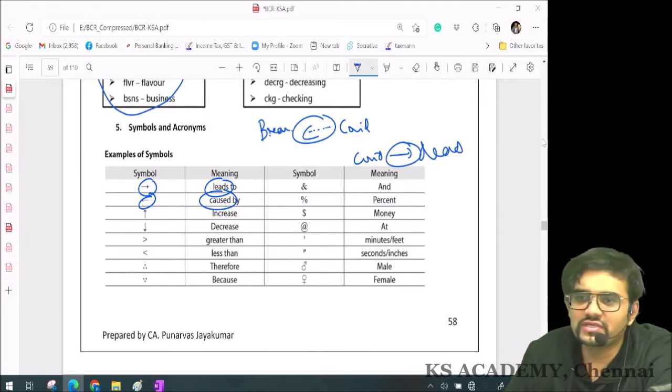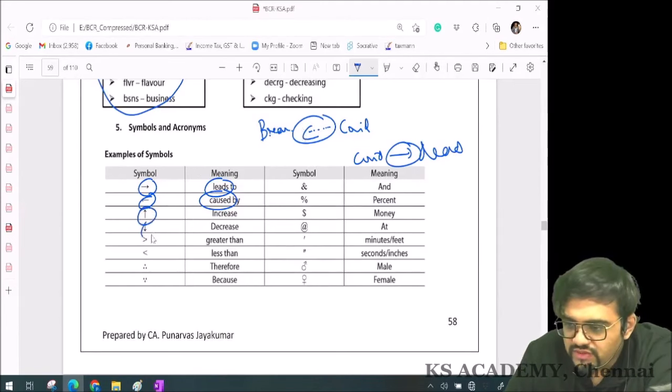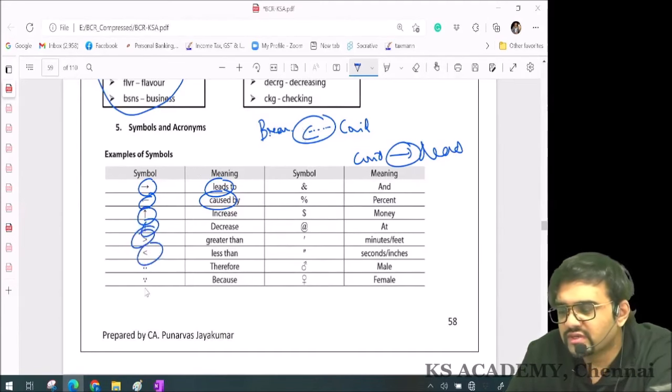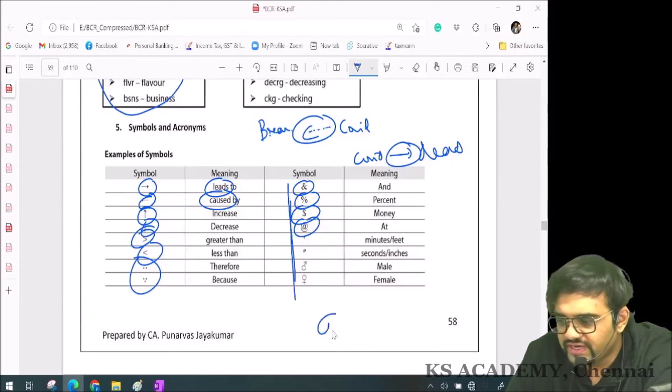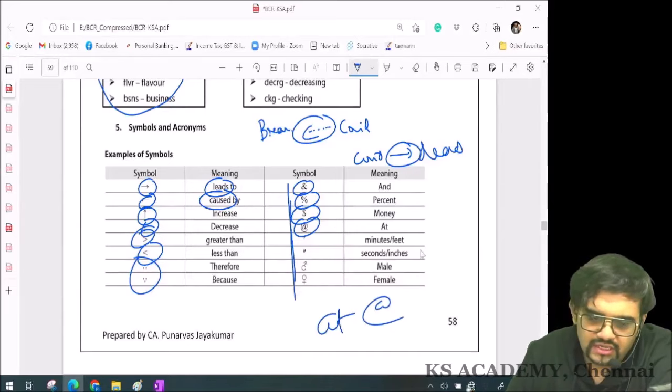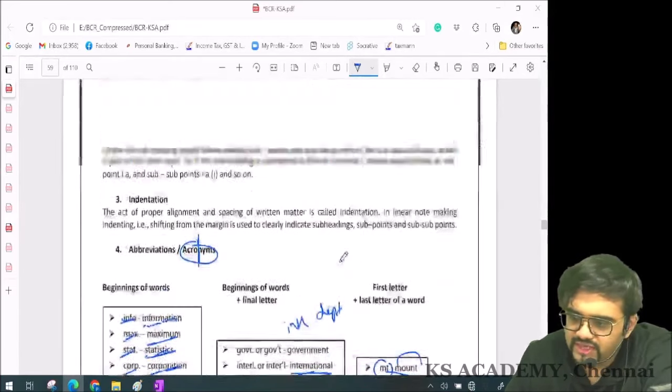So like this also you can use. Increasing, decreasing, you can use this. Greater than, lesser than, you can use this. Therefore, because, you can use. And, percentage, money, at, all this you can. For if any at is there, you can use this. And below in the abbreviations, you can write all these things.